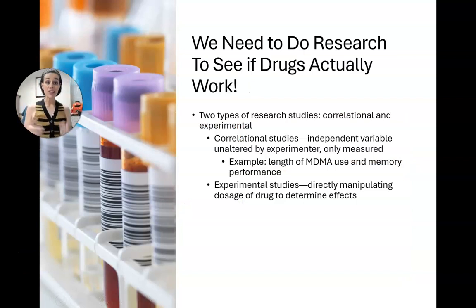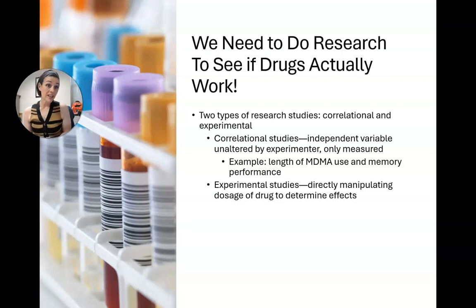So we do actually need to do research to see if drugs can work. And your book talks in a little bit more detail than I will. So again, make sure that you read this. There are two different types of studies that they're typically going to do. They are either going to do a correlational study or they're going to do an experimental one. So in a correlational study, the independent variable is not going to be manipulated in any way. It is going to be measured.